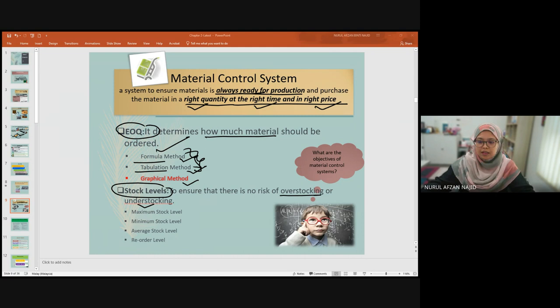Sorry. Okay. Apa tu? Chat dekat dalam chat box apa benda? Tolong kejutkan siapa-siapa yang tak datang ni. Baru 18 orang. Benda chapter ni penting. Walaupun ada recording tapi jangan ambil remeh.